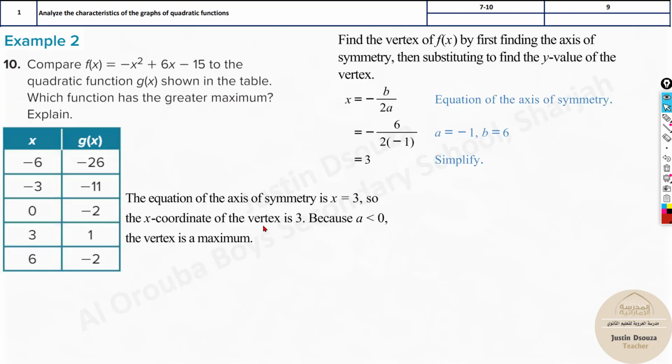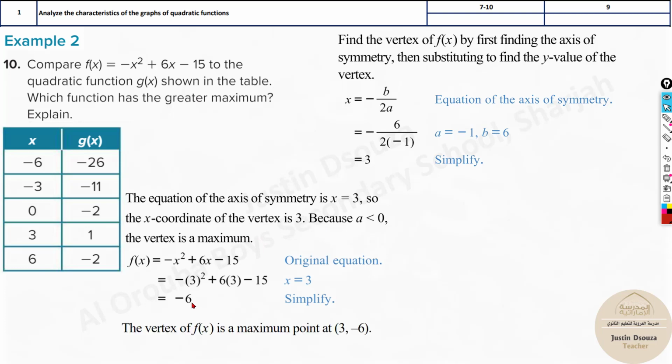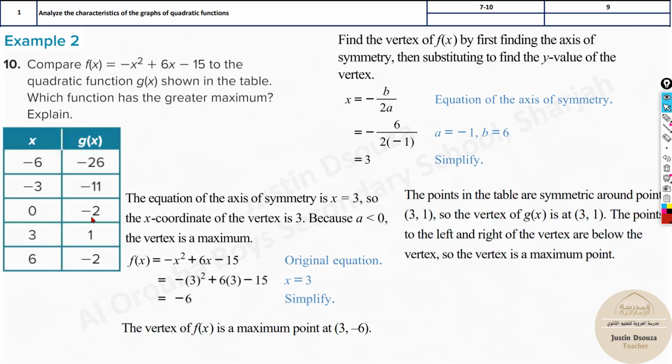You'll get the maximum value to be -6. And then same way, check over here. Where is the pattern or the symmetry? Over here you can see this is the pattern. The vertex is at 1, 3 here.